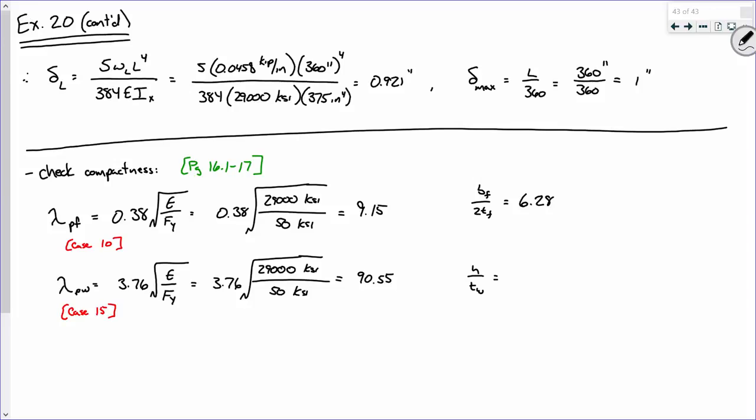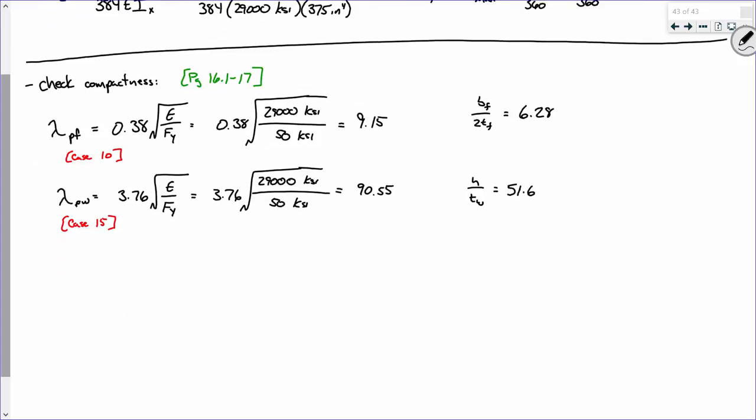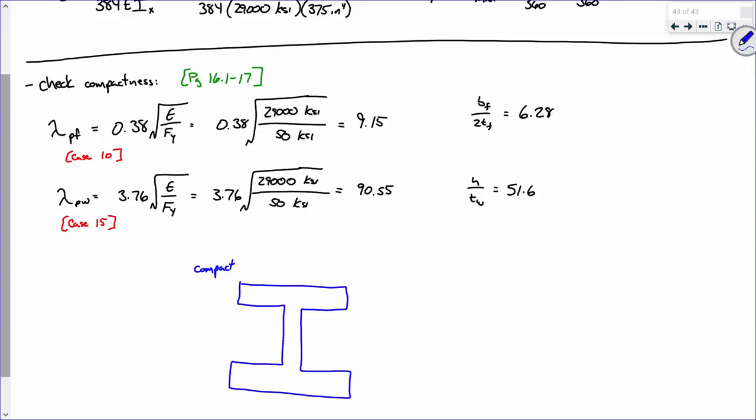.28 and h over tw. All right, does everybody know where we're finding that? Table 1-1 for the W16x31. Now, does that mean our shape is good or bad? This is good, okay? Look, here is a compact shape. Now here's a slender shape.